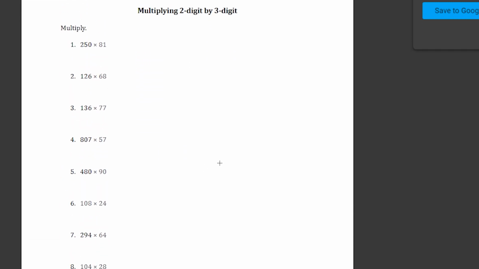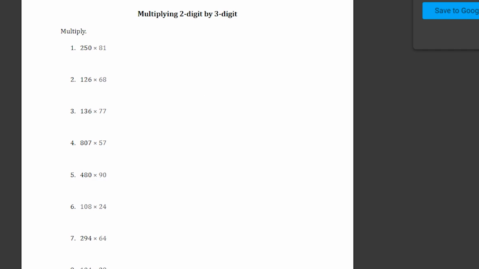For the last page, we're going to be multiplying 2-digit numbers by 3-digit numbers. So for number 1, we have 250 times 81. So first, we're going to be starting with this number, multiplying by every number on the top. So 1 times 0 is 0, 1 times 5 is 5, and 1 times 2 is 2. So now we're going to place a 0 here as a placeholder. And now we can do 8 times 0, which is 0, 8 times 5, which is 40.